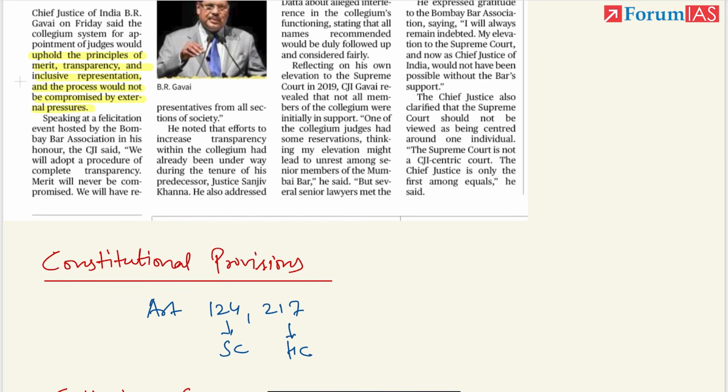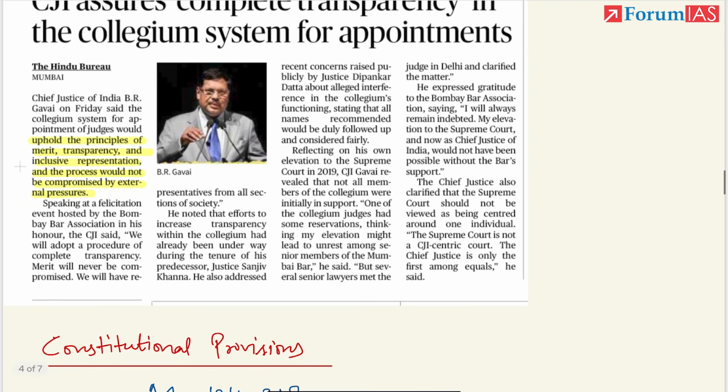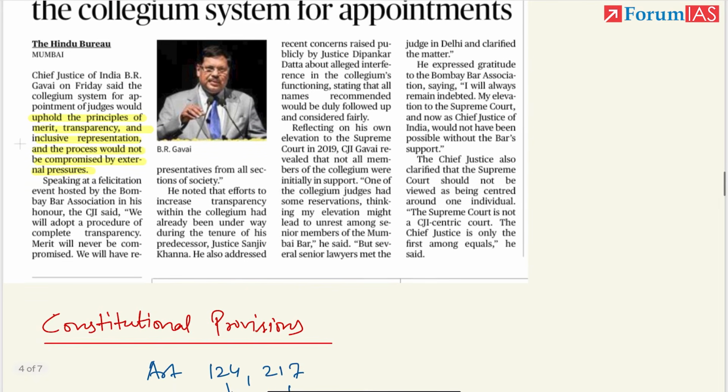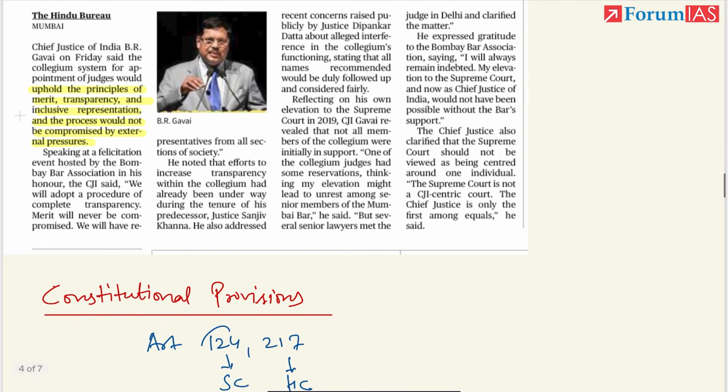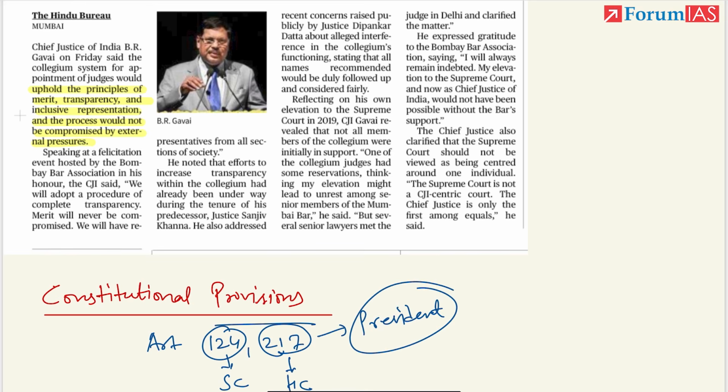If a question comes on constitutional provisions related to appointment of judges, what students usually do is write about Article 124, but they forget about the articles related to the High Court. So do remember both of them. According to this, the President will appoint the Supreme Court judges, but in consultation with the CJI. Now the entire contention is on this word consultation. What does this consultation mean?